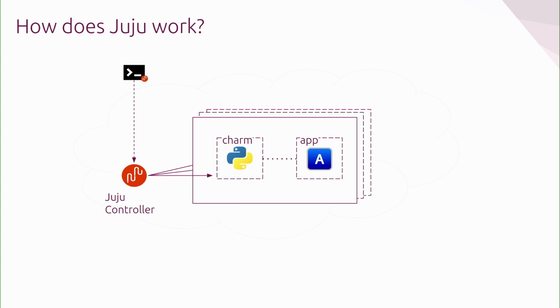alongside it. The charm controls the app. The charm is what contains this codified knowledge. So it contains the instructions to install the app, to scale it, to do all these things. The charm receives instructions from the controller, which in turn receives instructions from you on the command line, and then it configures the app to do what needs to be done, i.e. installing it or whatever.